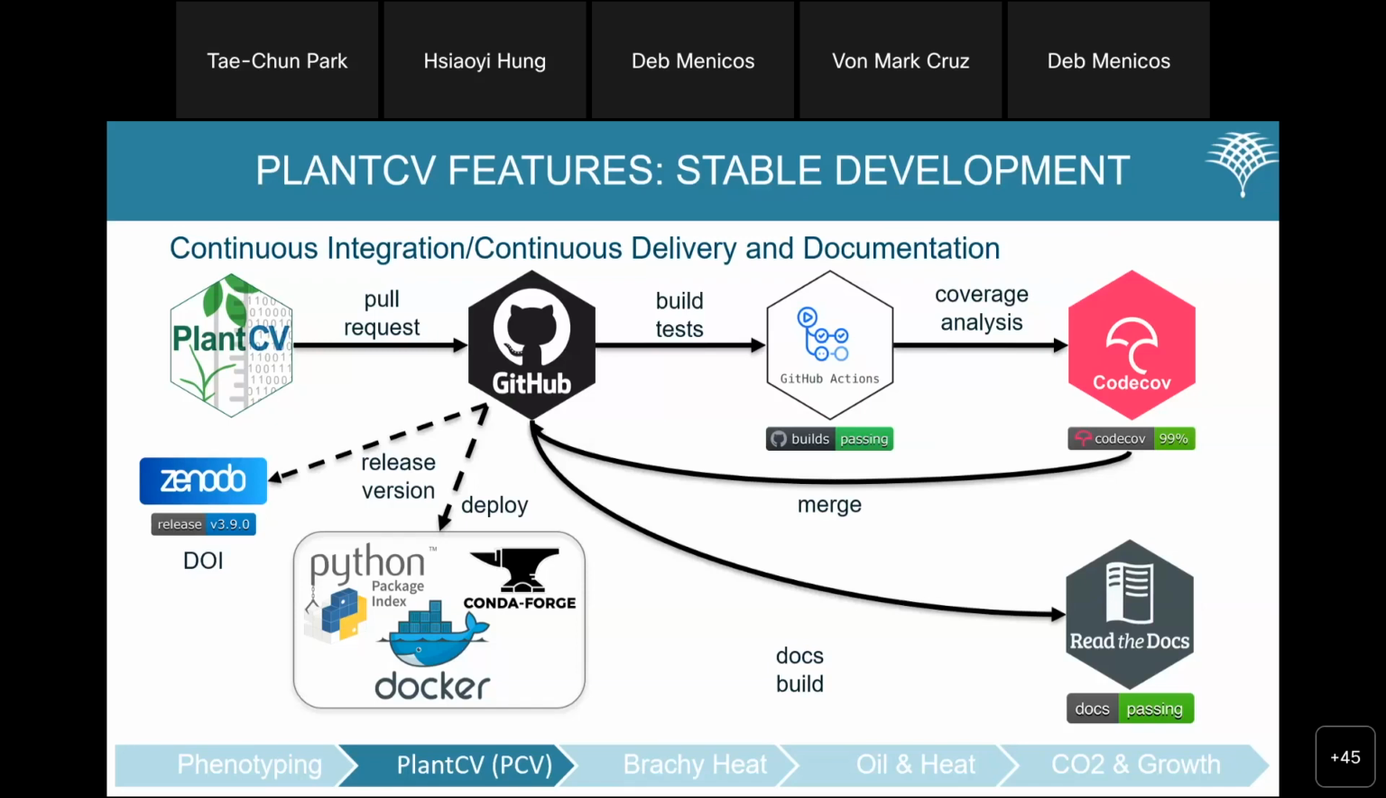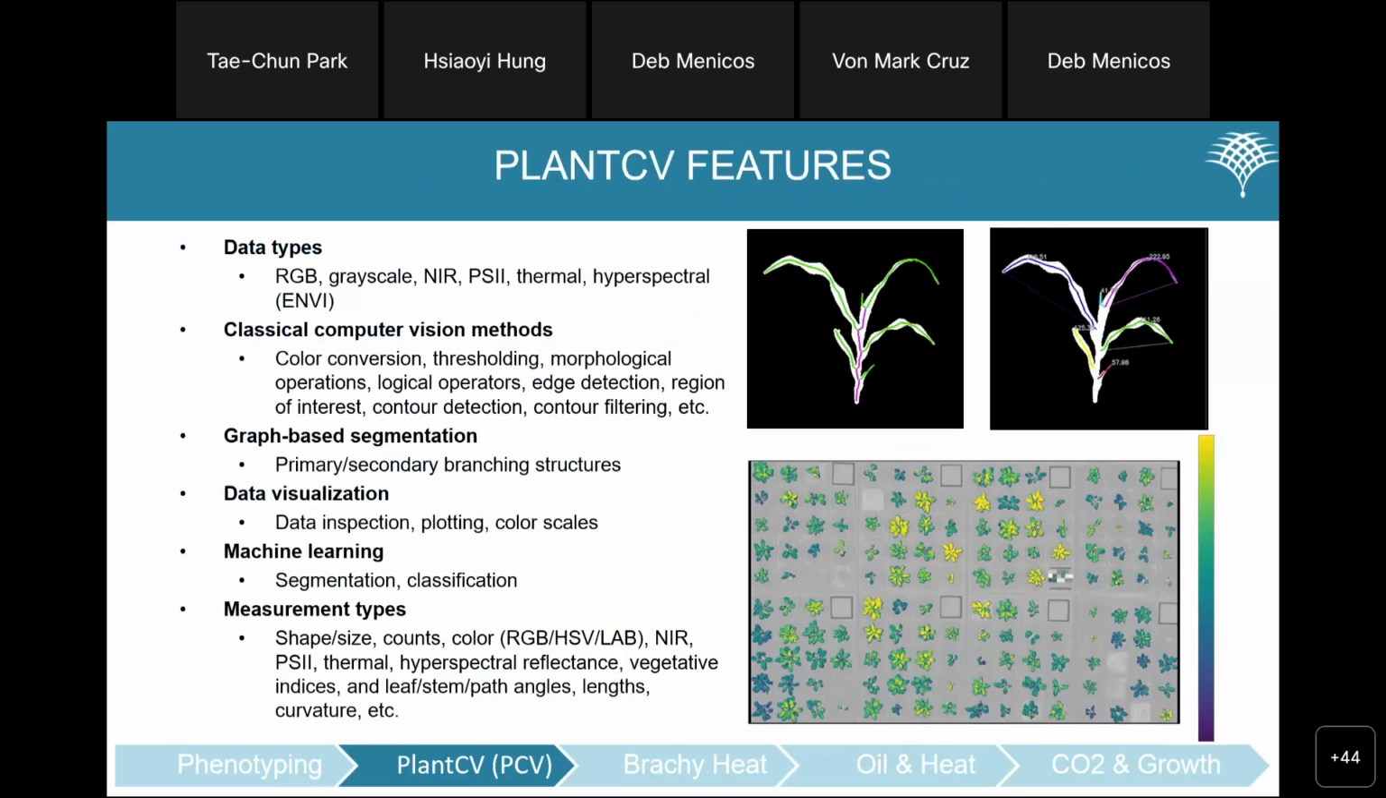So in that way, we can be more sustainable because we're not depending on one postdoc staying in the lab to continue that software project on. We also spend a lot of time on documentation. And so we have documentation for every function in Read the Docs, and we also have interactive documentation. So you can try every function of PlantCV without even having to download the software.